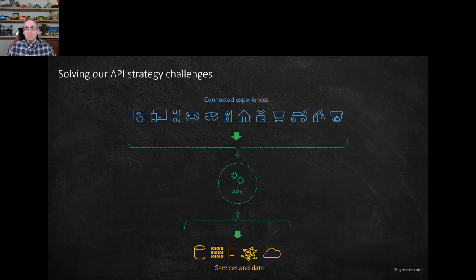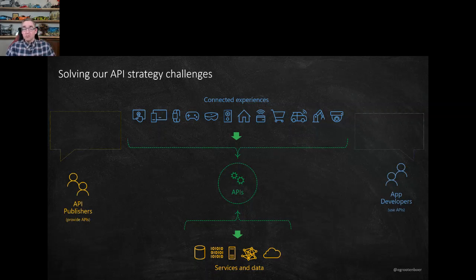API management basically has 3 different pillars. We have our API publishers, so this is the Gouders in this case. These are the people that are creating those services and data and want to connect them to those APIs. We have the app developers, the people that create those connected experiences and want to consume those APIs. And then API management itself will be here in the middle over these APIs.